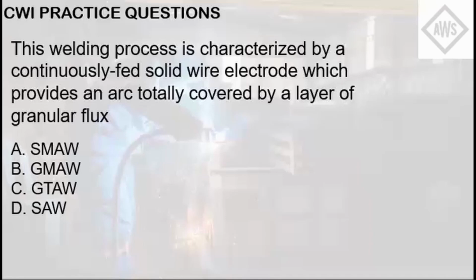A welder is not needed here, but an operator to set up the machine, to set the speed of the wire feeding and the travel speed of the solid wire. The flux here is automatically being consumed by forming a layer over the weld. So the answer here is letter D, SAW or submerged arc welding.